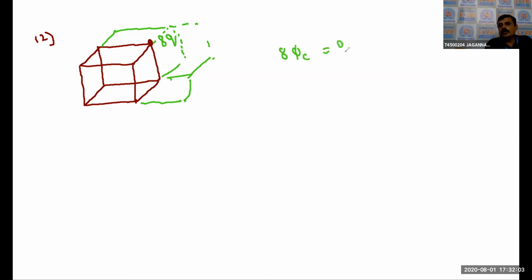According to Gauss law, Q by epsilon naught. What is the Q here? Q is given as 8Q. So this 8 and this 8 are cancelled. So flux through each cube, how much do we get here? Q by epsilon naught. This is the answer.